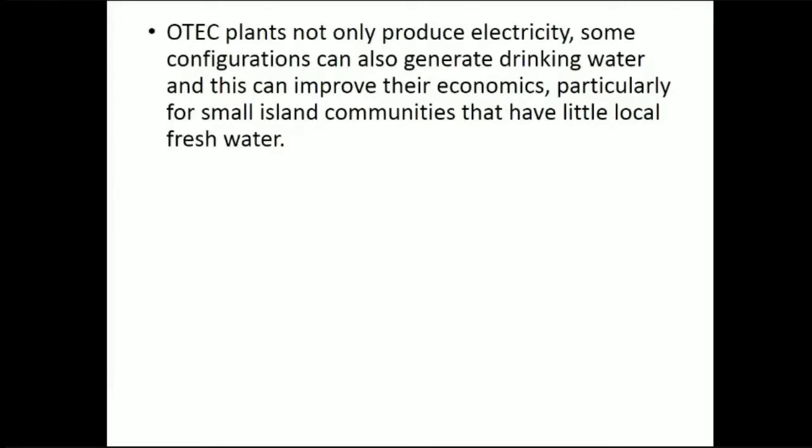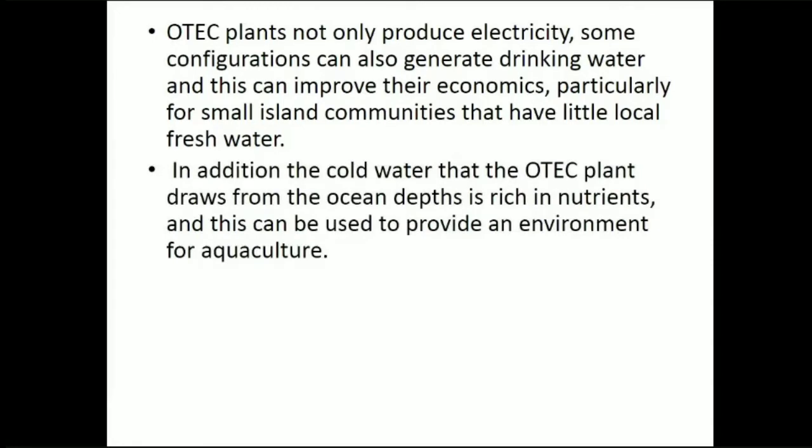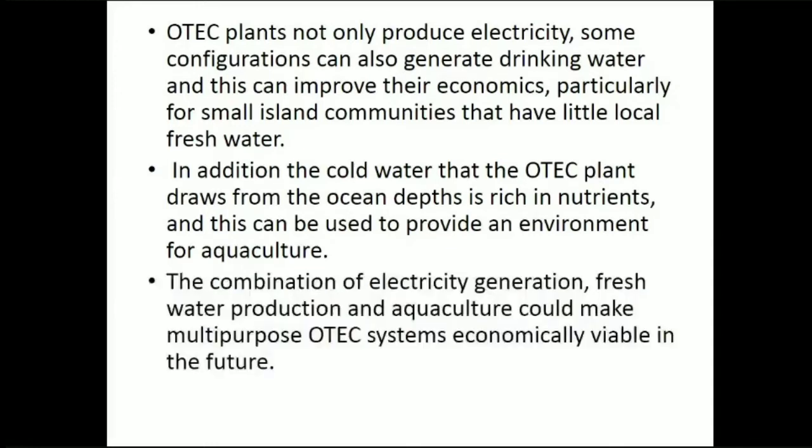OTEC plants not only produce electricity, some configurations can also generate drinking water, like hybrid systems. And this can improve their economics, particularly for small island communities that have little local fresh water availability. In addition, the cold water that the OTEC plant draws from the ocean depths is rich in nutrients, and this can be used to provide an environment for aquaculture. The combination of electricity generation, freshwater production, and aquaculture could make multi-purpose OTEC systems economically viable in future.